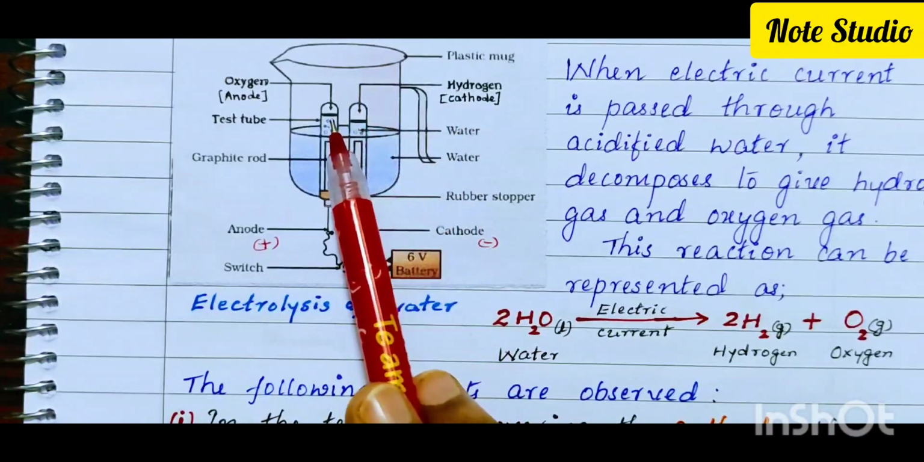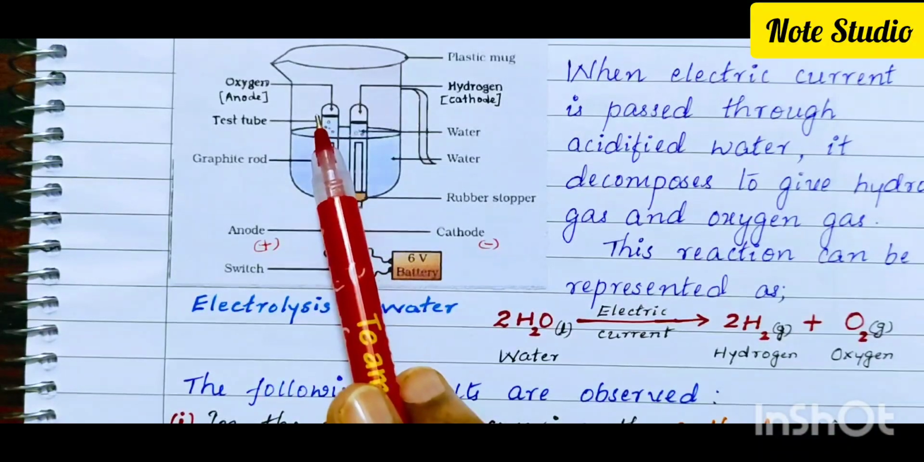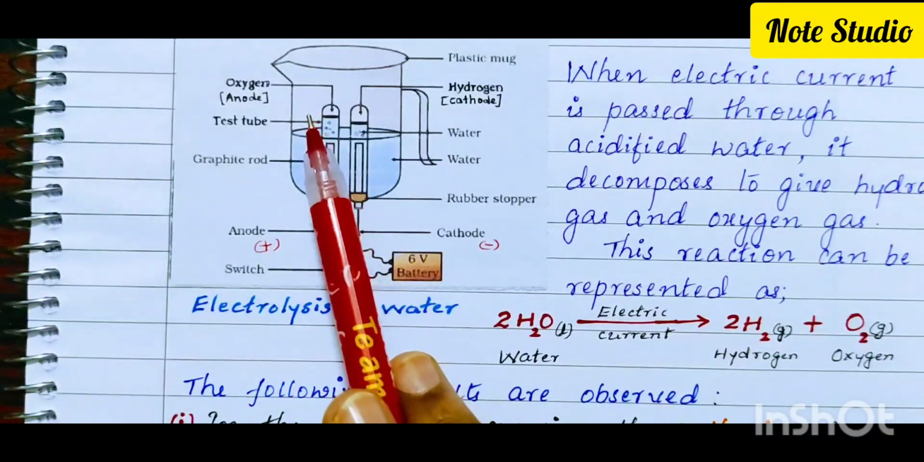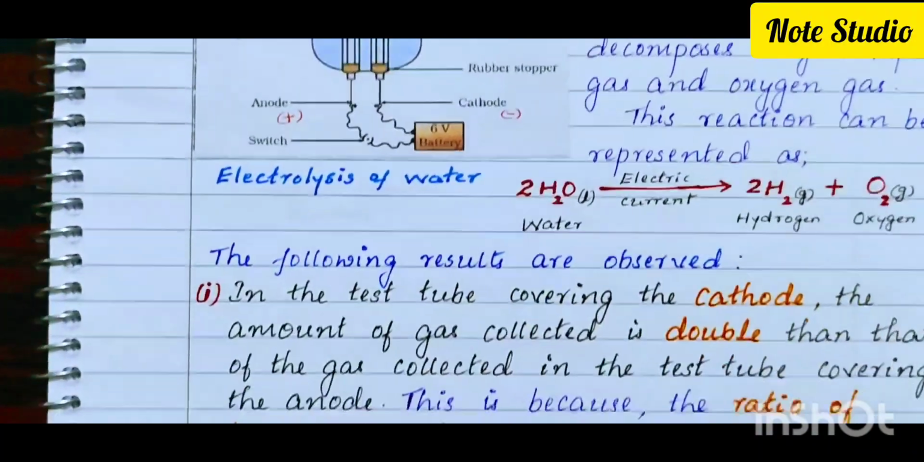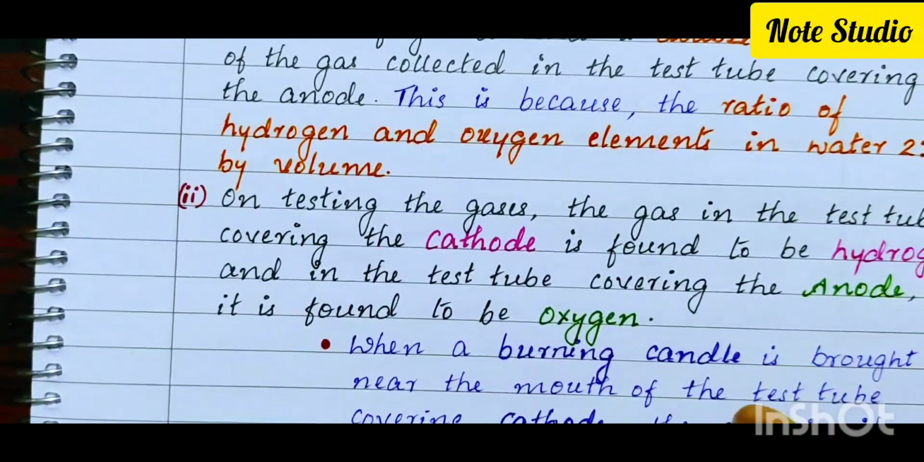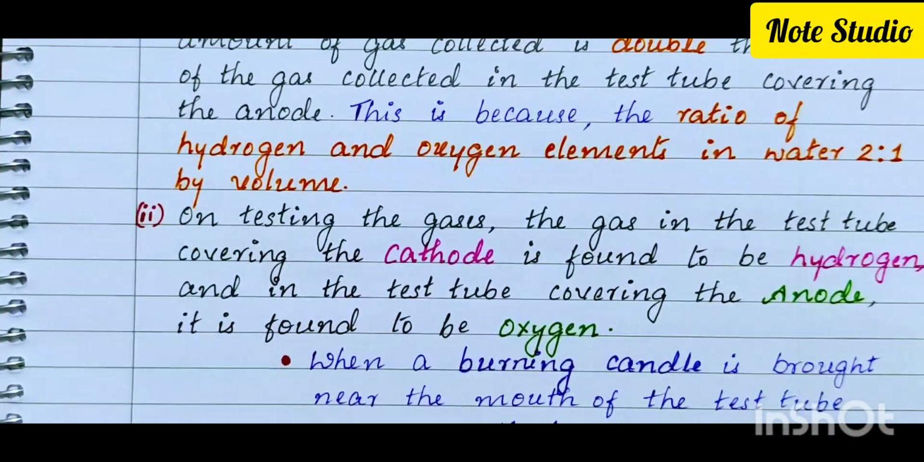When we do the same test here, when we bring the burning candle here, oxygen is a supporter of combustion, that's why the flame brightens and burns very brightly. So these two things we can observe. The same thing is explained in the notes. On testing the gases, the gas in the test tube covering the cathode is found to be hydrogen, and in the test tube covering the anode, it is found to be oxygen.